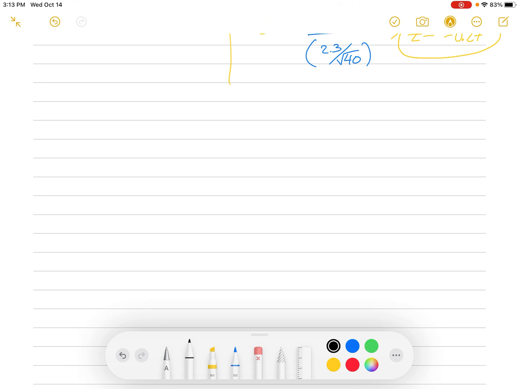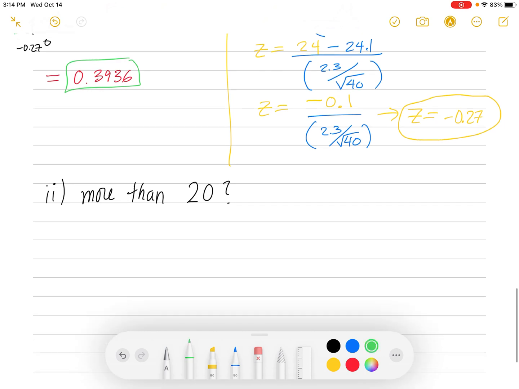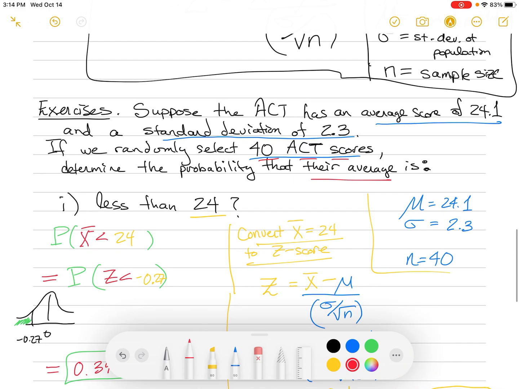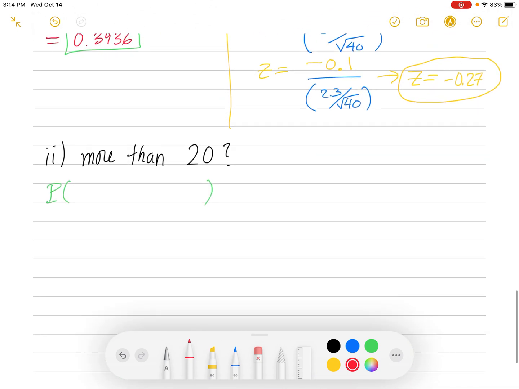Okay, let's do another. Two. What's the probability that their average is more than 20? More than 20. So what are we looking for? We're looking for the probability that their average, if you go back and read the question, it was about their average, right? What's their average? It's x bar, the average of the sample, is greater than 20.